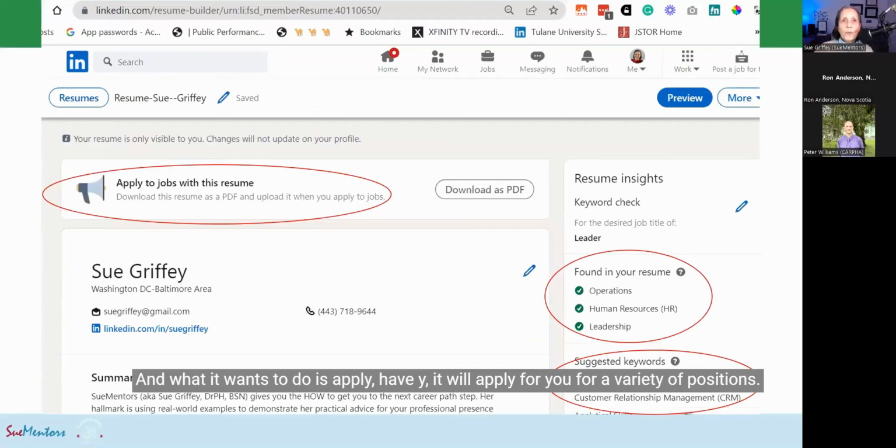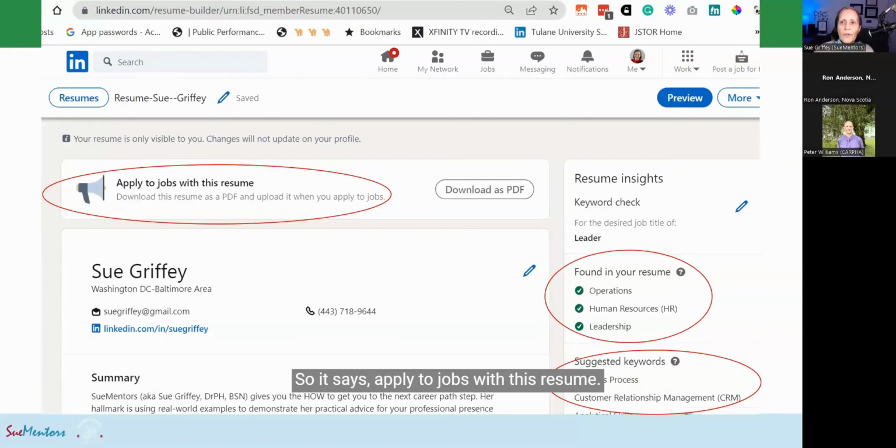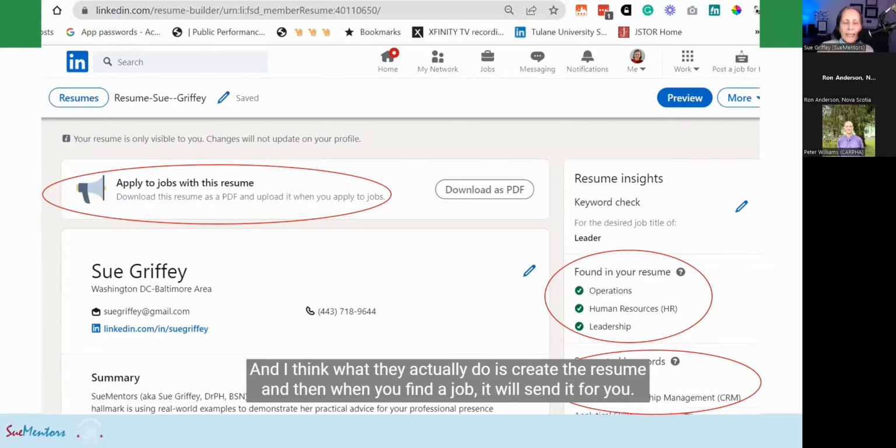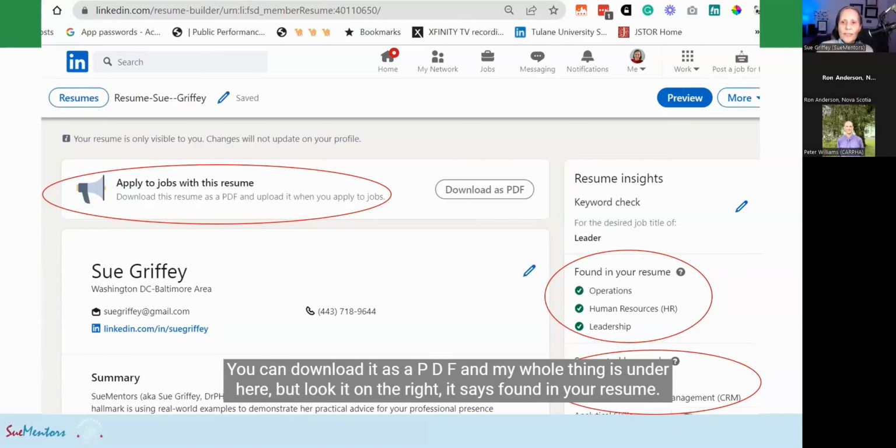And what it wants to do is it will apply for you for a variety of positions. So it says, apply to jobs with this resume. And I think what they actually do is create the resume. And then when you find a job, it will send it for you. You can download it as a PDF.